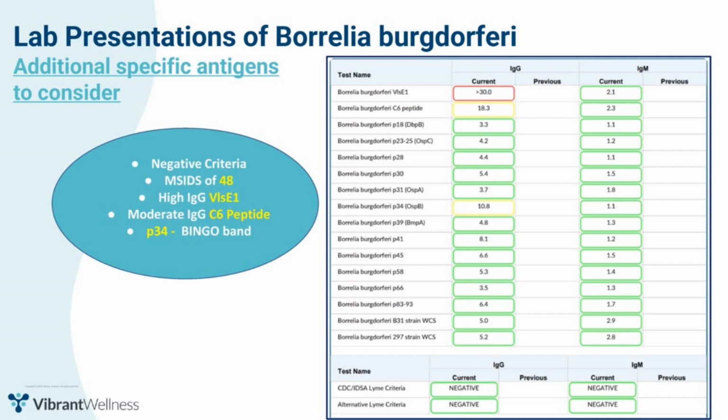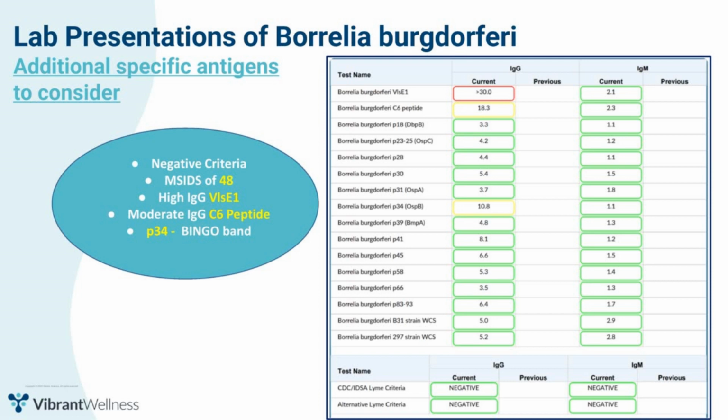So you might have a Lyme presentation that looks like this. So look, we've got all negative criterias down here. But look at this, VLSE1 is above 30. We also have a C6 peptide, and the only other band that's populating up is a bingo band. These are 3 highly specific bands for Lyme disease.